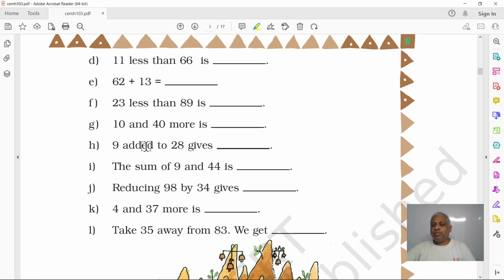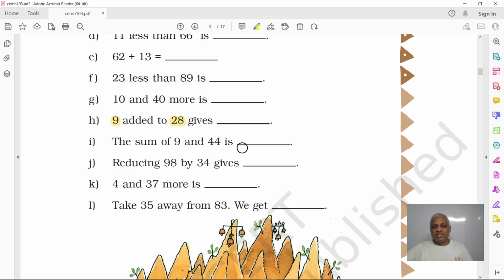So 9 plus 28. How much? This you take 2 from here, add to this, it will be 30. Right? Here how much is left? 7. 30 plus 7, 37. Right? And this chapter is give and take. So you practice more and more of give and take. So you will succeed in this.